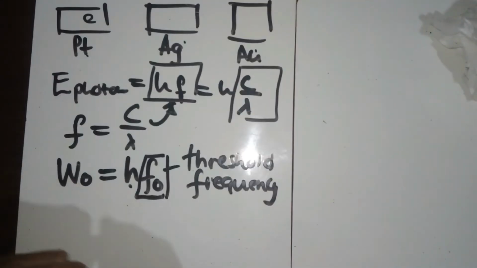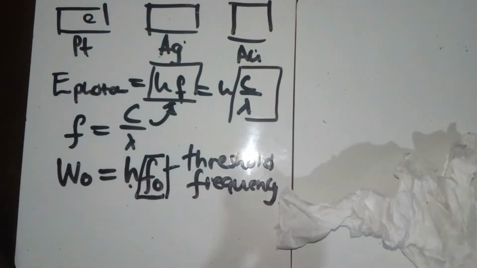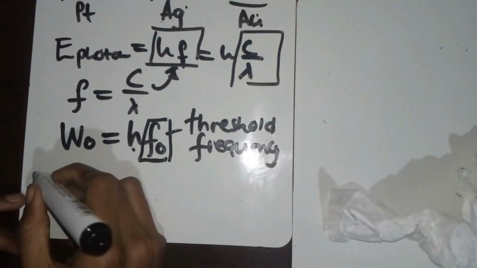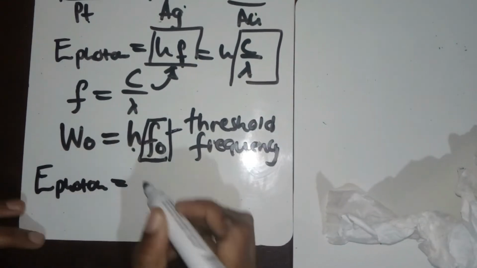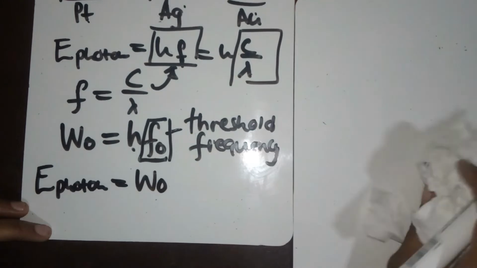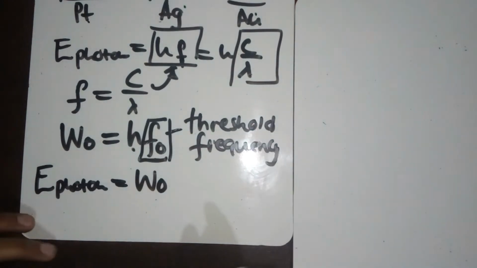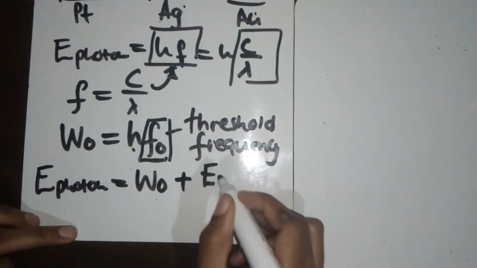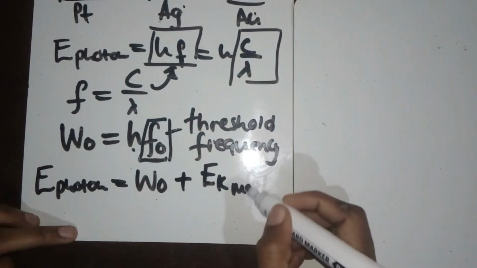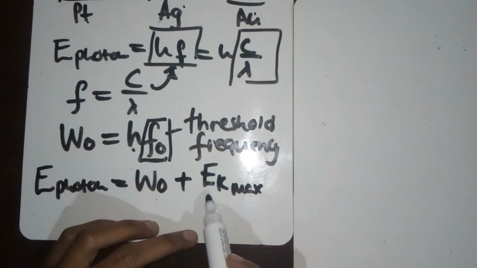So now we can combine everything that we have just defined in one equation, meaning that the energy of a photon is given by the work function plus the kinetic energy. And we call that the maximum kinetic energy. But where is this coming from?